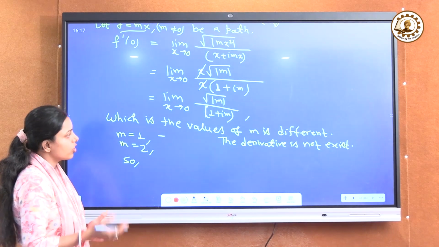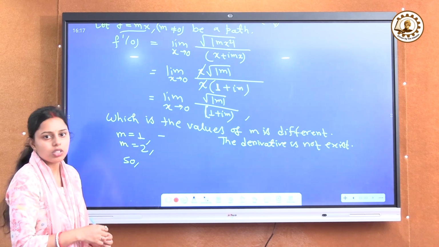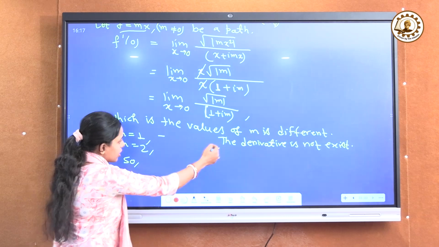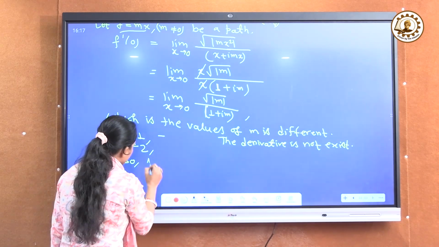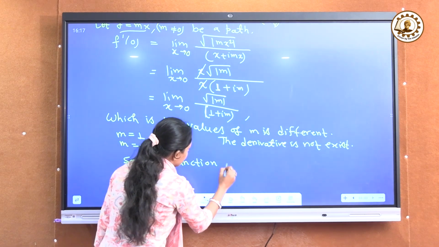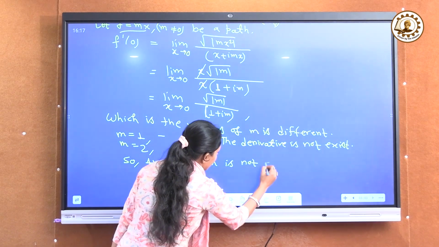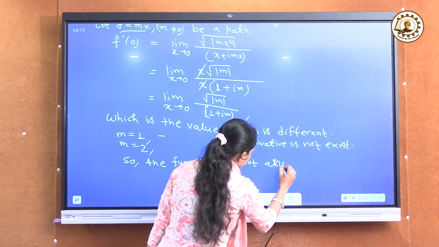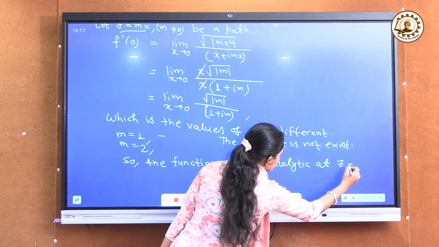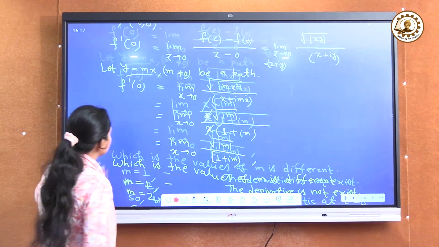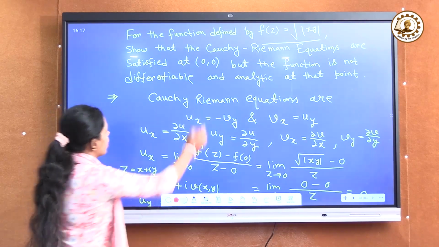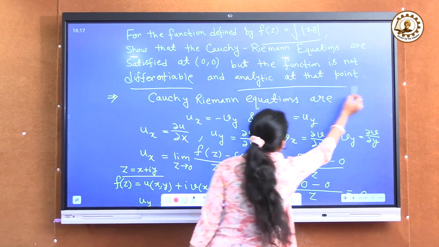The definition of an analytic function is that at the point z equal to 0, in all its neighborhood, the function is differentiable. Here the derivative does not exist, so the function is not analytic at z equal to 0. So the second part of our question is also proved: the function is not differentiable and analytic.